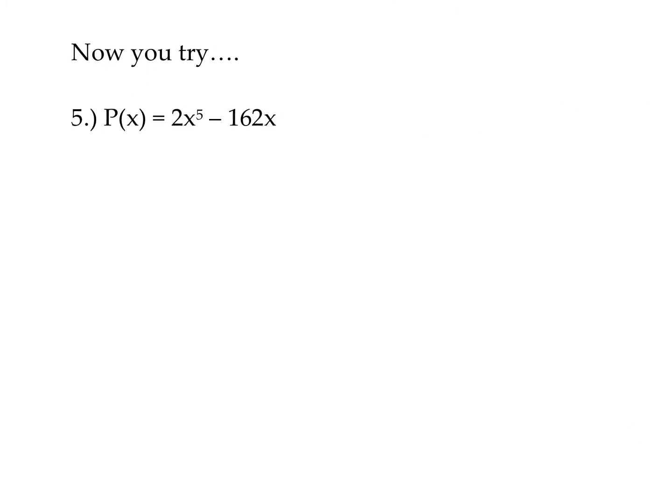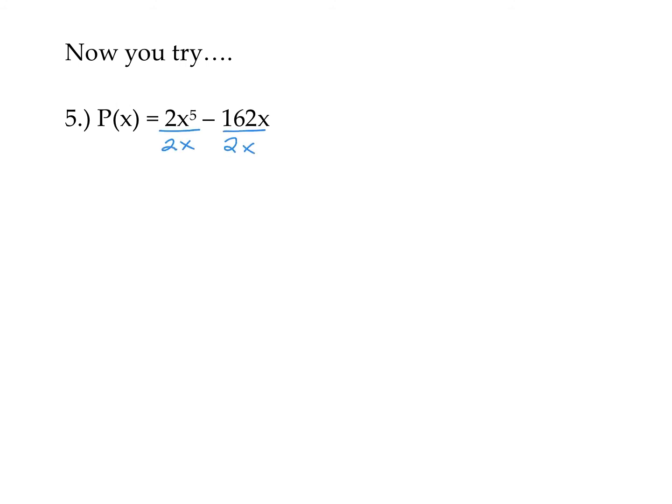All right, in 5, we have to do a couple types of factoring. First, I see that they are both divisible by 2 and both have an x. So I'm going to take that out first. When I take out the 2x, I'm left with x to the 4th minus 81, which is a difference of perfect cubes.